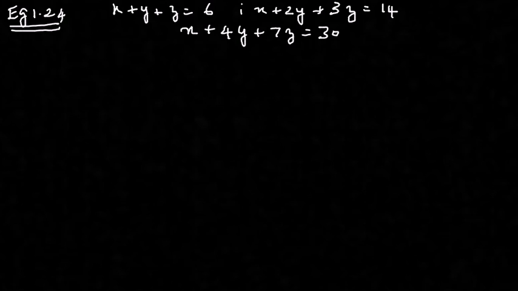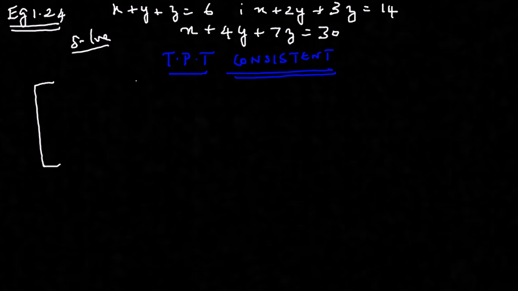Example 1.24. Okay, it's a very important 10 mark question. We have to solve and find out x, y, z, and we also have to prove that the system is consistent, and we will be using the rank method for this. So let's get started. Whenever we have three linear equations, the first thing we will do is write it in matrix form.